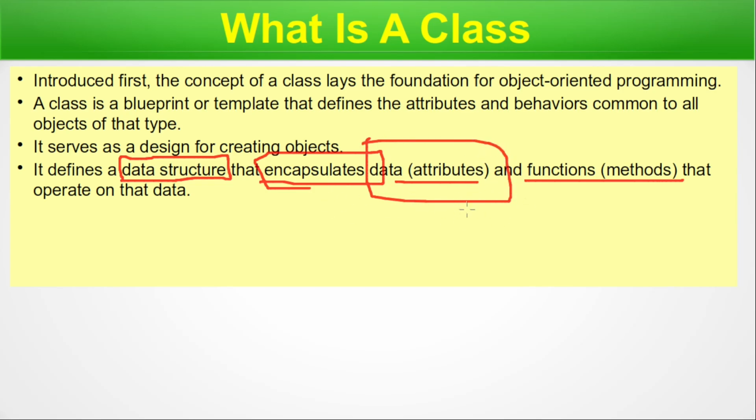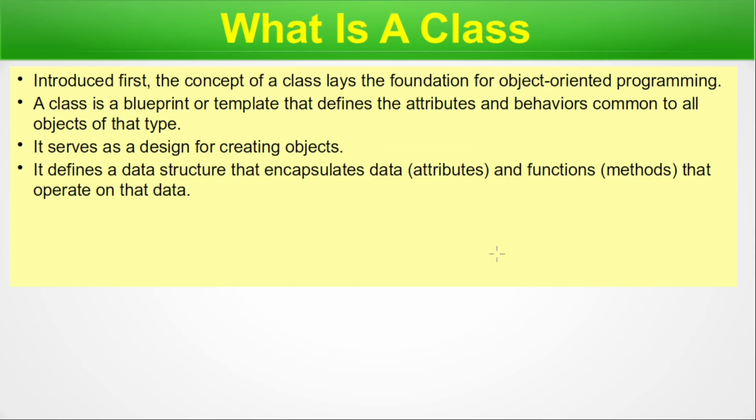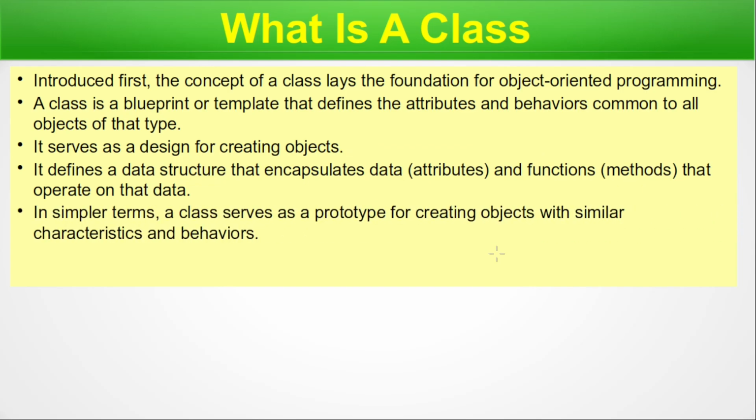Data means the specifications, and the function, the method. These are the working methods, and in some programming languages they are called functions, in some programming languages they are called subroutines, whatever it is. But this is the way the object is classified. That means the class is defined. In simpler terms, a class serves as the prototype for creating objects with similar characteristics and behavior.